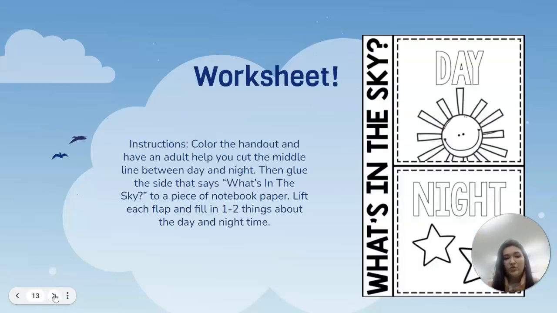Okay, now here is your worksheet I want you to work on. You're going to need an adult for this, but you can see that little piece on the side there. It says what's in the sky. That part you're going to glue down on some notebook paper, okay? So if you have notebook paper, even construction paper or copy paper would work. I want you to cut the line in the middle where it says day and night. Right in the middle of that sheet is a line, okay? I want you to cut across that.